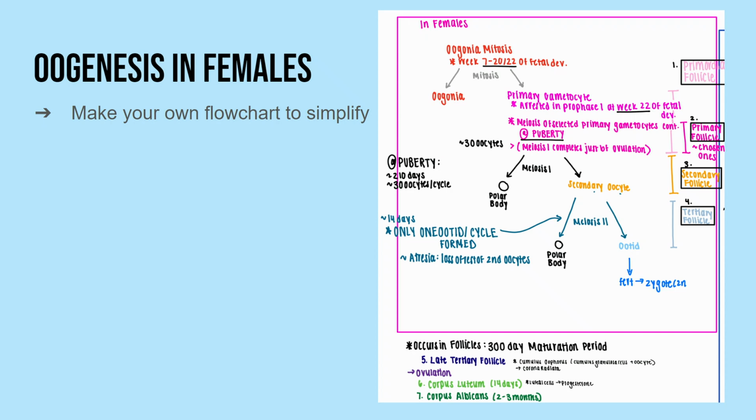All right, so now we're talking about oogenesis. So this is formation of an egg cell in a female. So consistent with colors. So here, the gametocyte is an oogonia.